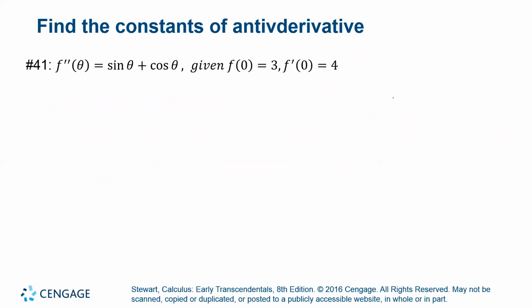Okay, now here they've given us what I call the initial conditions. We are given that f prime at 0 is equal to 4 and f of 0 is equal to 4. So to get the most general, it has to be f of x. Each of them will help us to find one of the constants. All right, so let's get going.